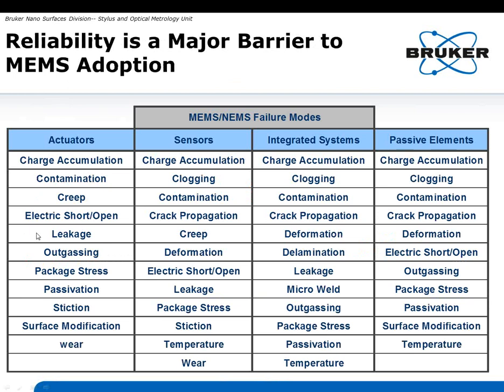And just to look at some of the MEMS failure modes, this is a bit of an eye chart, but you can see that each of the different primary MEMS devices have significant numbers of different failure modes that need to be tested and verified to ensure proper device performance. So you have everything from contamination to environmental creep, leakages, strange deformations that can happen, outgassing that can affect performance, effects of temperature and electrical shorts.